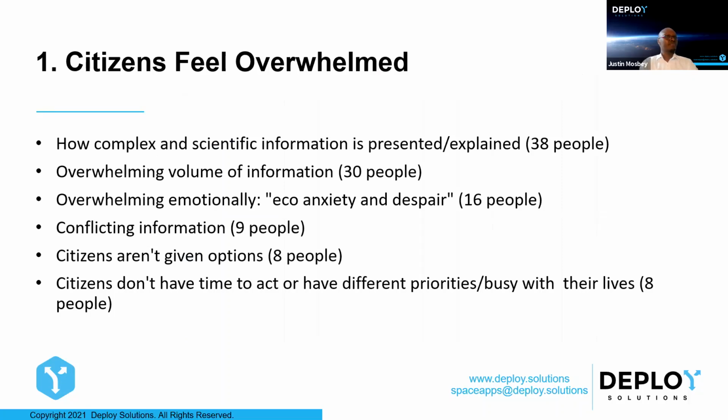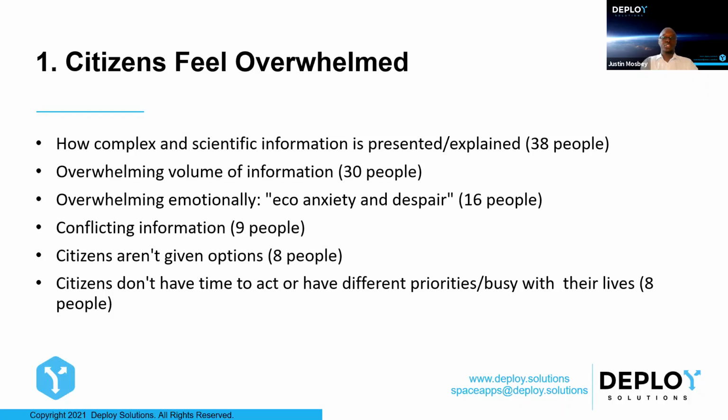The first problem we had, according to them, was that citizens feel overwhelmed. We heard of how complex and scientific information is presented and explained, and the overwhelming volume of information. This is something we also encountered during our research. For instance, when you go to Climate Canada and search for flooding, so many documents will pop up, and some were up to 300 pages. And it took a lot of time for us during that research period.